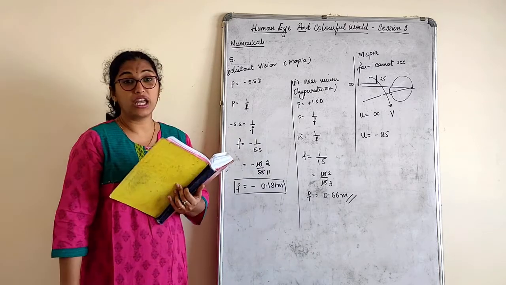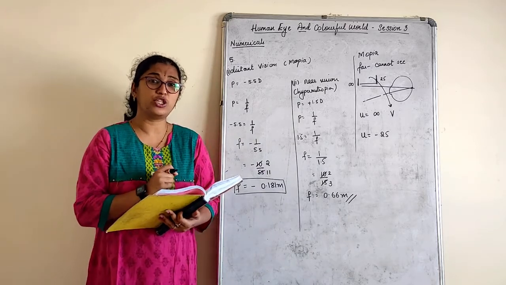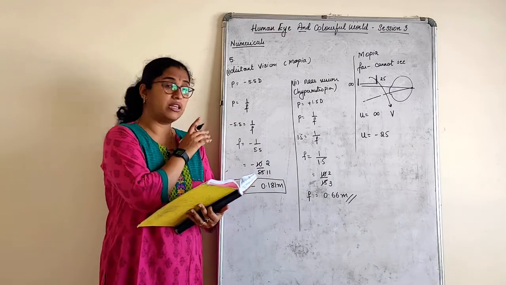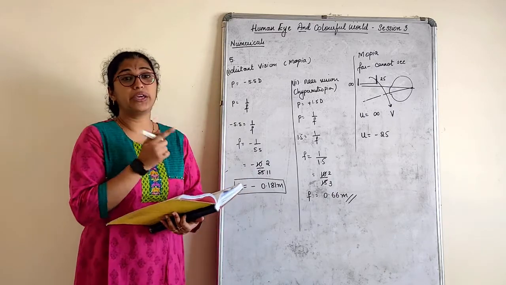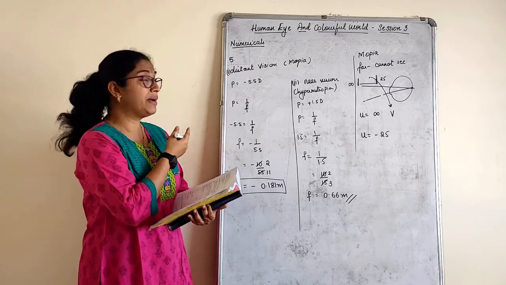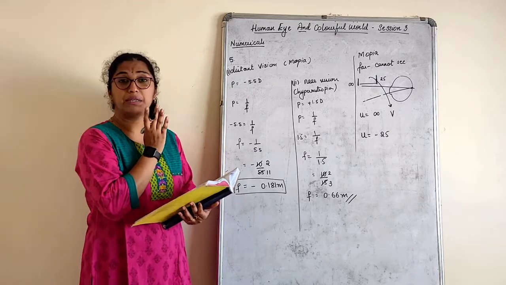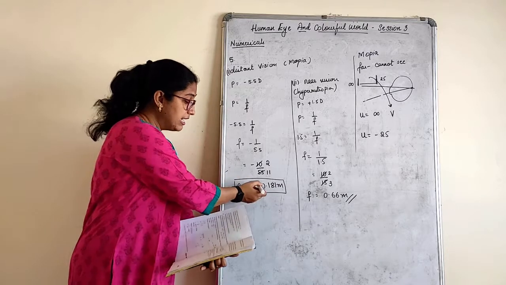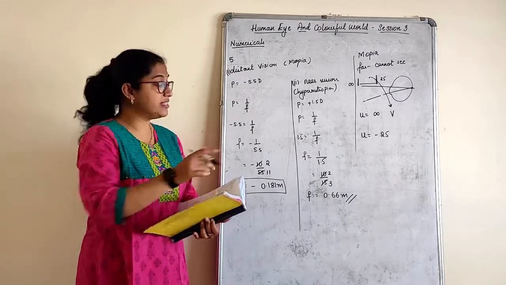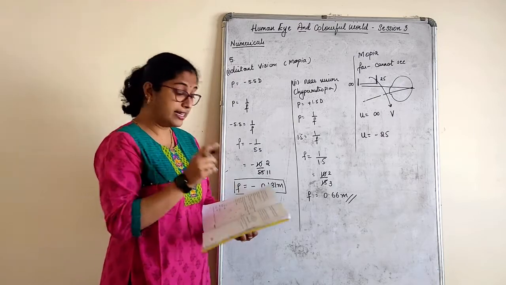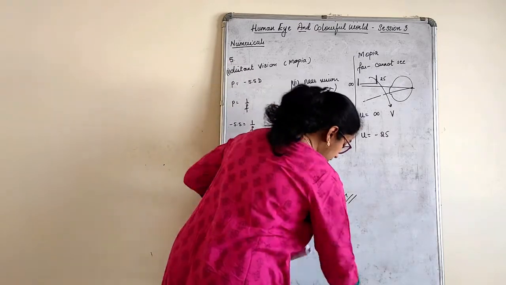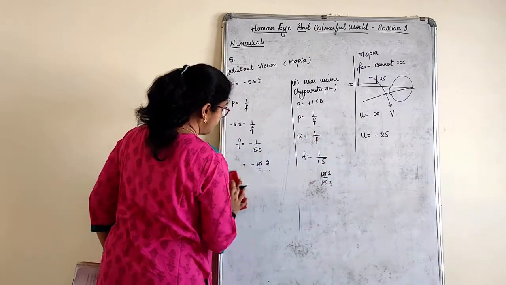Why? Because focal length is positive. They have not asked which lens, corrective lens or focal length, only focal length they have asked. But in case they ask what type of lens, you should know that myopia is concave and hypermetropia is convex. Apart from that, a negative sign indicates a concave lens and a positive sign of the focal length indicates a convex lens. Sign conventions. We'll move to the next sum.